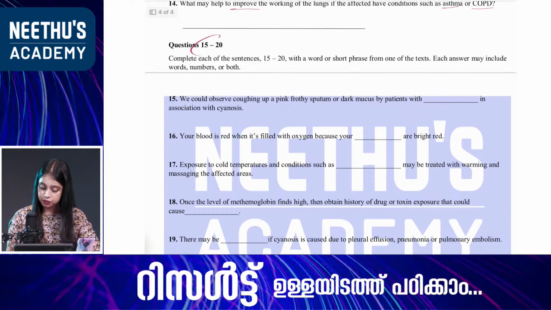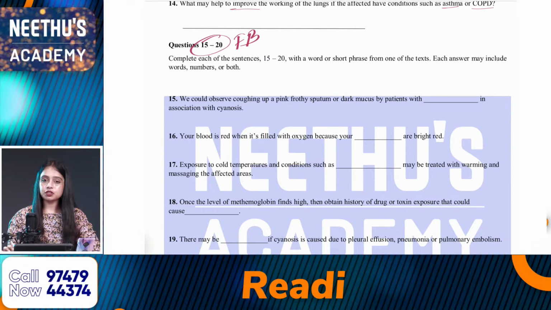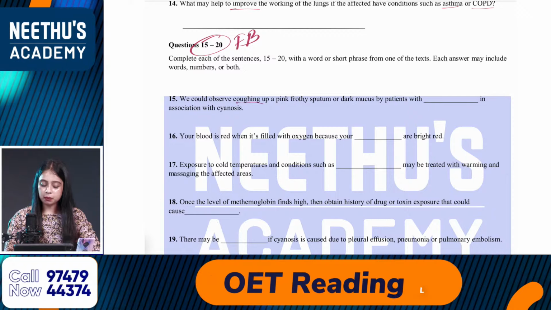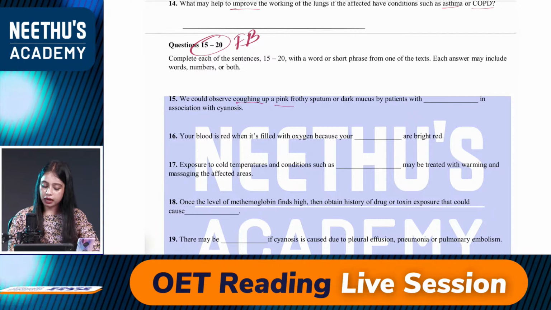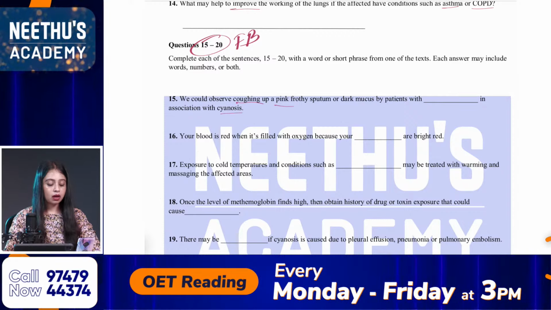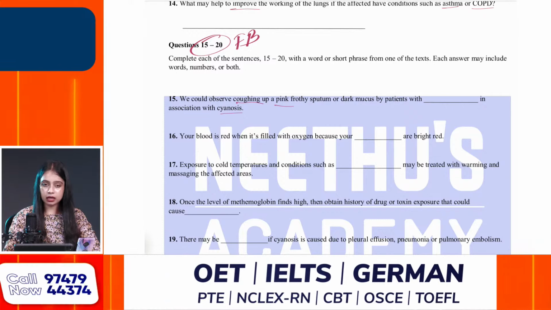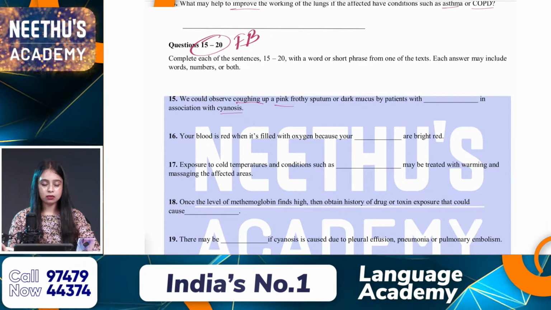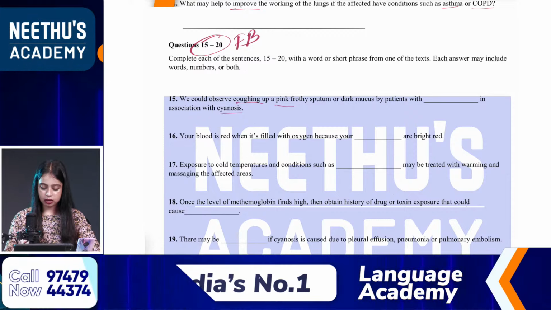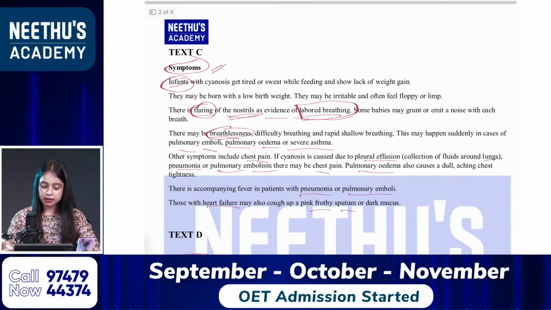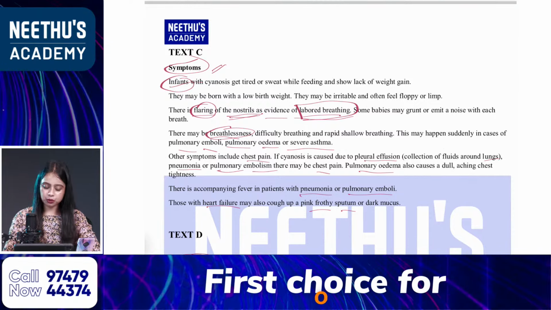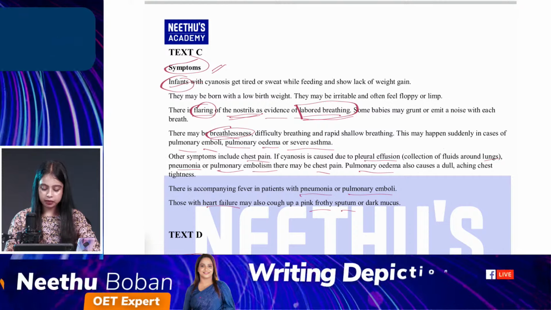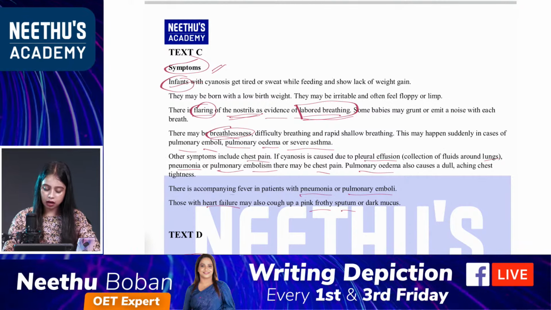Then the last set of questions, 15 to 20, fill in the blanks. First one, let me know in the comment box what is your answer for question number 15. We could observe coughing up a pink frothy sputum, dark mucus by patients with dash in association with cyanosis. Yes, Saji, it is inhalers. Okay, 15th one. So that is heart failure. It's from text C. Those with heart failure may also cough up a pink frothy sputum and dark mucus.